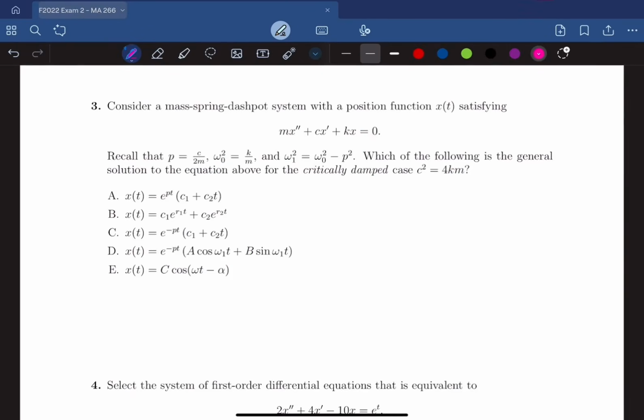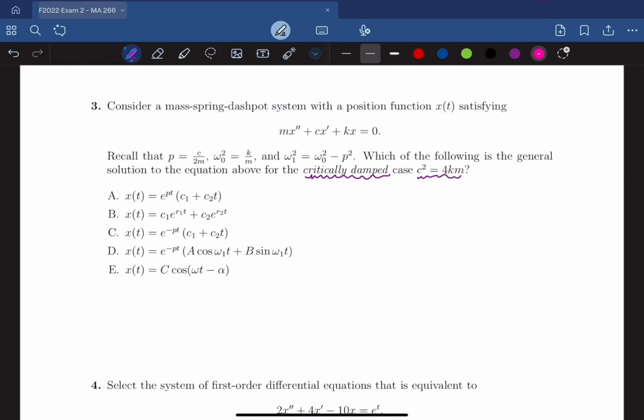Alright, so for number 3, we have a mass-spring-dashpot system problem. It says, consider a mass-spring-dashpot system with a position function x of t satisfying, and it gives us an equation. And it says, recall that p equals c over 2m, omega naught squared equals k over m, and omega 1 squared equals omega naught squared minus p squared. Which of the following is the general solution to the equation above for the critically damped case c squared equals 4km? So these are our two important parts.